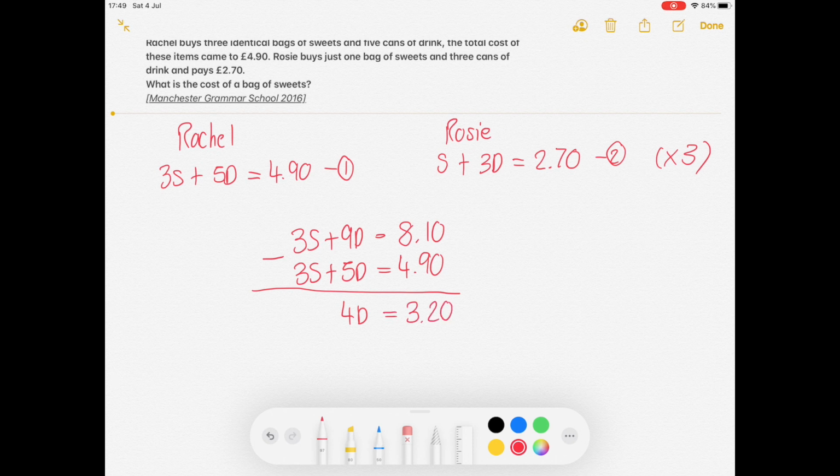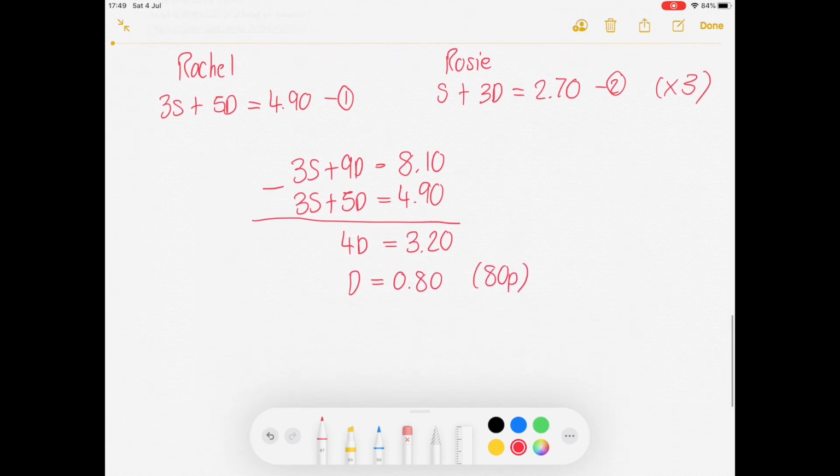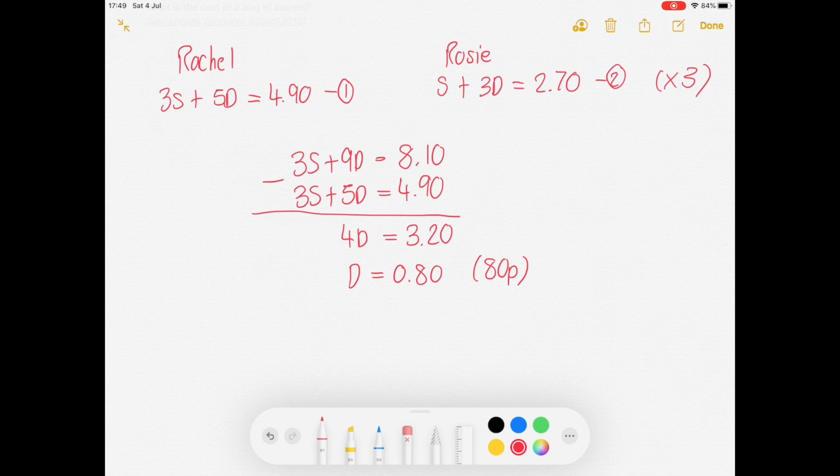So now we want the D on its own. What's stopping us from having D on its own? Well, it's the 4. And remember, 4D is actually 4 times D, so we are dividing by 4 on both sides. So that gives us D equals 0.8, which is 80p. So we know a drink is 80p. So now all we do is we pick an equation and we substitute in.